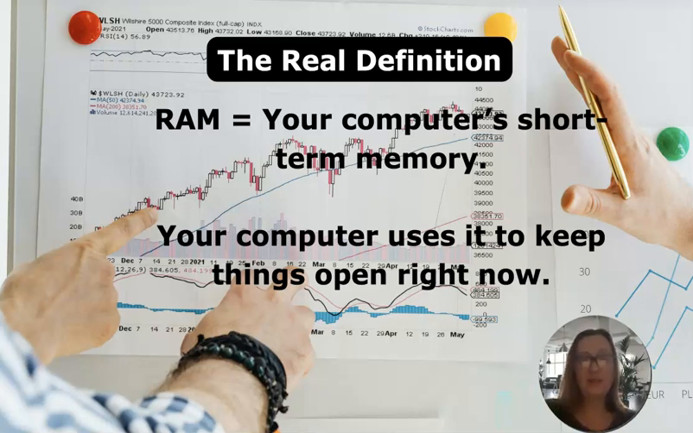Well, RAM is your computer's short-term memory, and it uses it to keep things open that you're using right now on your computer. So you're watching this through some kind of device, either a phone or maybe a tablet computer or a desktop. What you're watching it through, probably YouTube, then YouTube is something that your computer is using right now. So it will be inside your RAM. YouTube and this video will be inside your RAM.